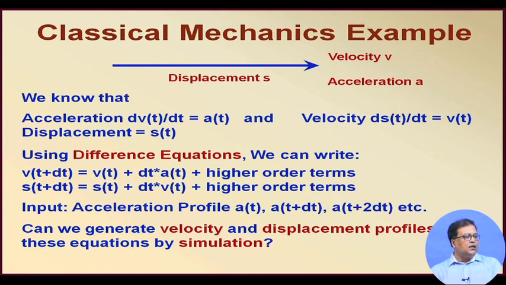In classical mechanics, what happens? First of all, when a particle moves, it is moving because it has a velocity v, and because it has a velocity, it has a displacement. Additionally, it can have an acceleration, and because of this acceleration the velocity also changes. So, these are the equations. Look at those equations. First of all, the acceleration dv/dt equals a(t), a is for acceleration, and velocity is also a differential equation, that is ds(t)/dt is v(t), where s(t) is the displacement. Now, instead of keeping those equations in the differential form, they can also be expressed in the difference equation form. How? Let us see that.